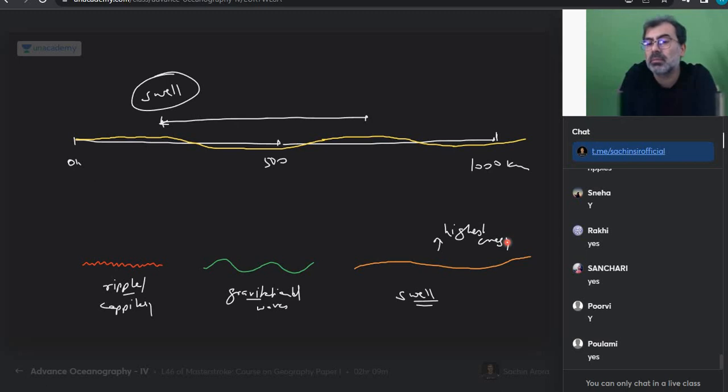इसमें packed है energy. Yes, these are least energy. Everyone with me on this? True.